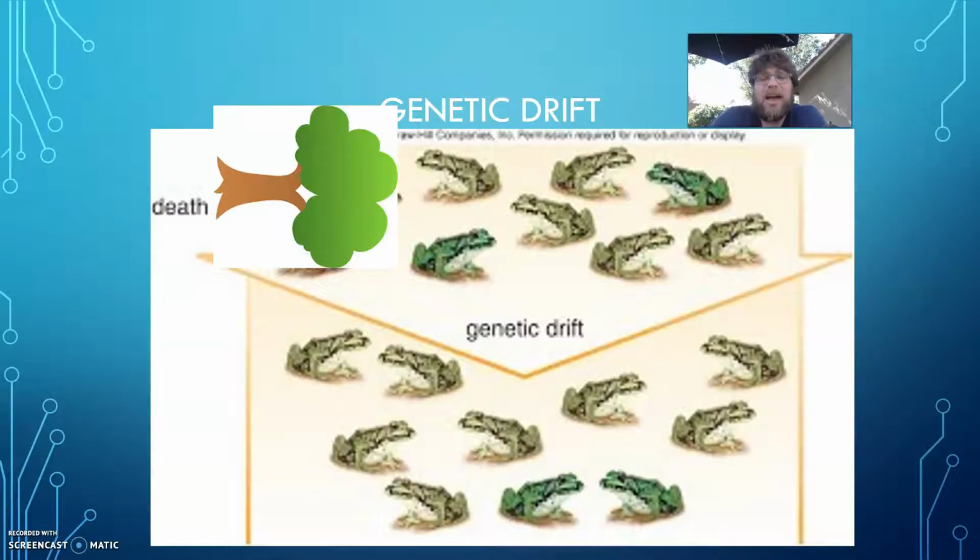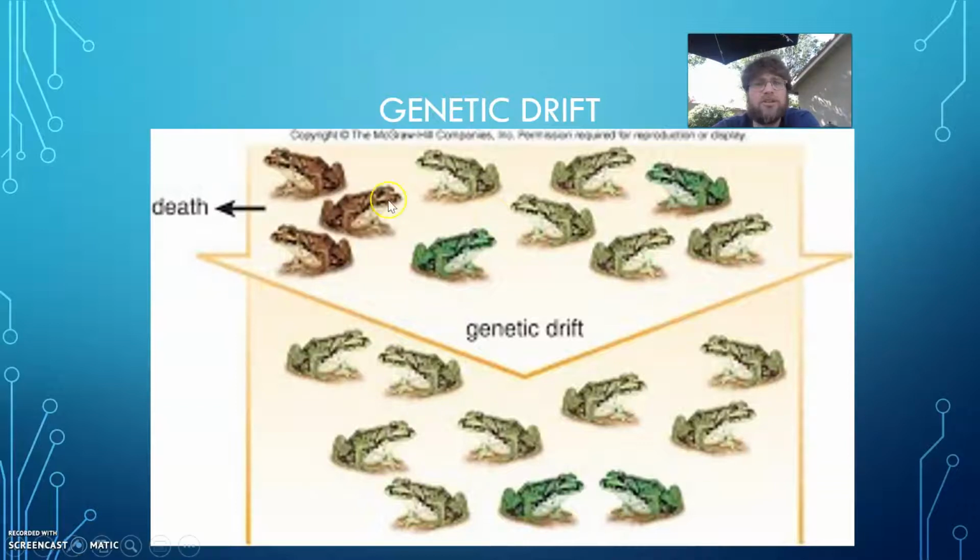So they can't pass down their genes. It has nothing to do with how good that trait was compared to the other alleles. It was just random chance. Okay, and this happens a lot more often in a small population. Now, if these were the only frogs, this was an endangered species, this is really likely to happen.